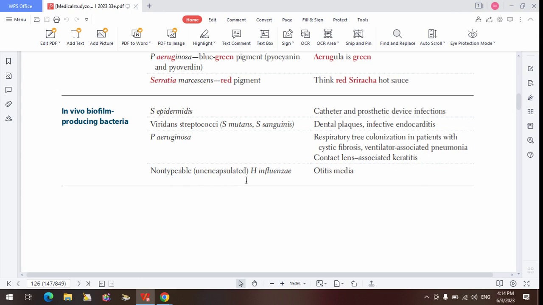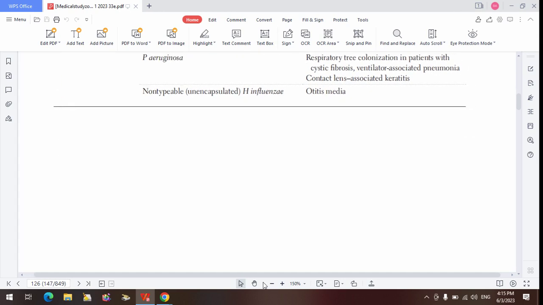Then the last one is the non-typeable, unencapsulated Haemophilus influenzae. So we said that you don't typically have the typeable ones or the encapsulated ones causing the majority of the infection again, because we can now develop vaccines against them, so they are more preventable. But for the non-typeable ones, we don't have a vaccine against them yet because they don't have a capsule. So they are the ones majorly responsible for Haemophilus infection now. An example of that is otitis media, and they can form biofilms within the middle ear cavity, leading to development of otitis media.